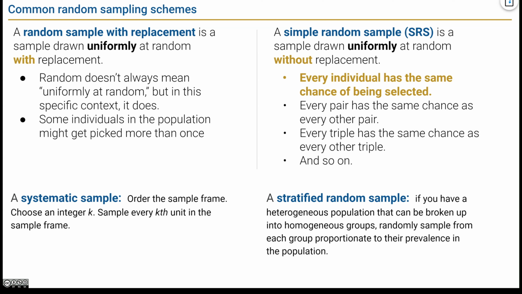And a fourth common random sampling scheme is called a stratified random sample. So if you have a heterogeneous population that can be broken up into homogeneous groups, for example, all CU students, I could break them up into, say, their year, freshman, sophomore, junior, senior, or fifth year plus. Then I could randomly sample from each group proportionate to their prevalence in the population. And that's called a stratified random sample. All right, but for the purposes of this class, because it's easiest to model a random sample with replacement or a simple random sample, that's what we'll be using for our examples.